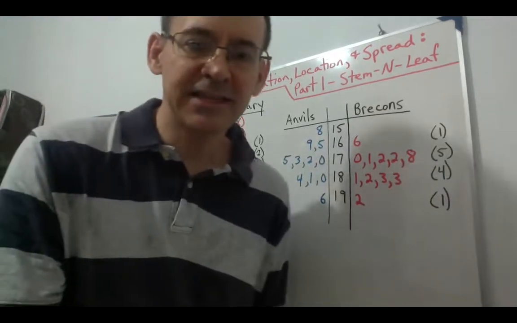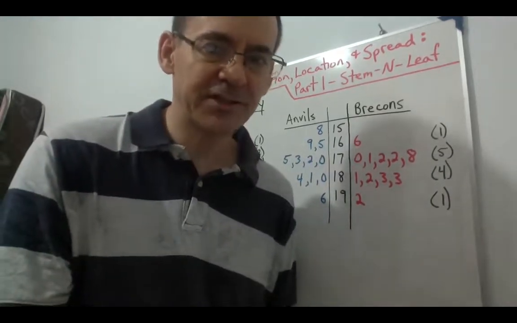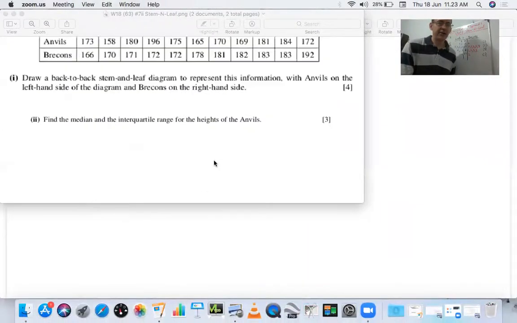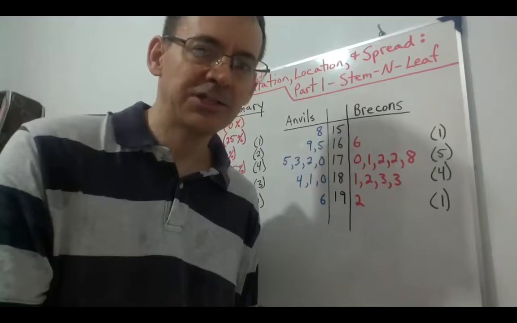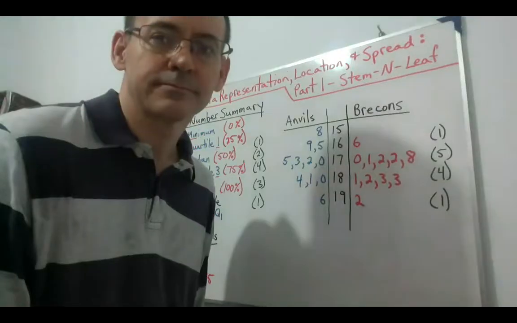Now let's see what the instructions are that go along with it after we've drawn the stem and leaf diagram. Now it says, find the median and the interquartile range for the Anvils. Okay, so the median and interquartile range for, there we go.